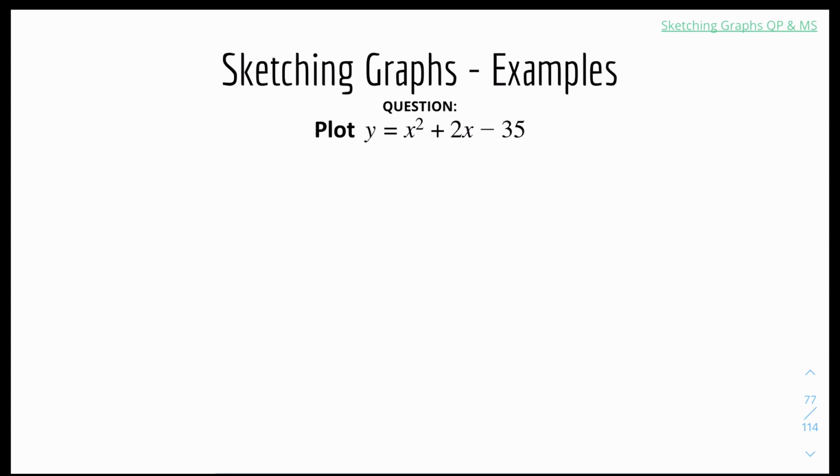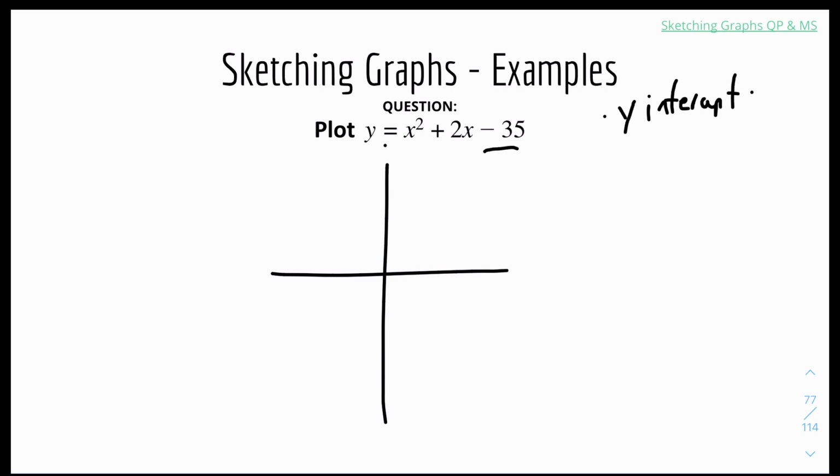So we have some examples and we have the answers on the next slide, but let's try to do some questions first. Plot y equals x squared plus 2x minus 35. We can't really use a graph, so I'll just hand sketch it. First we have to find the two roots. First off, we know that the y-intercept is minus 35. So the y-intercept is (0, minus 35).